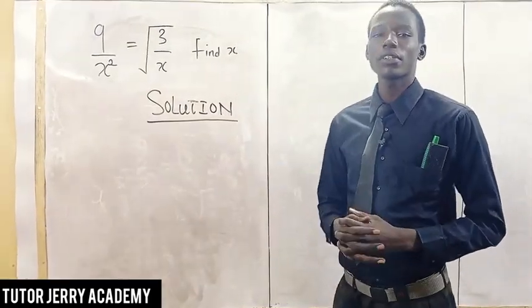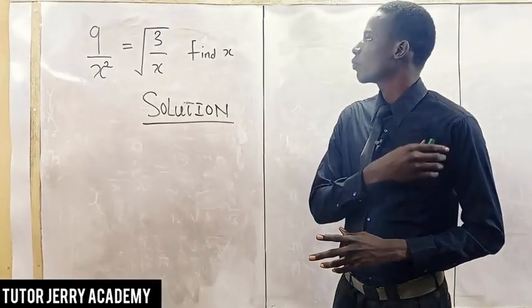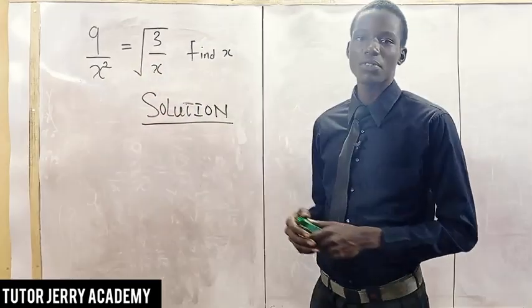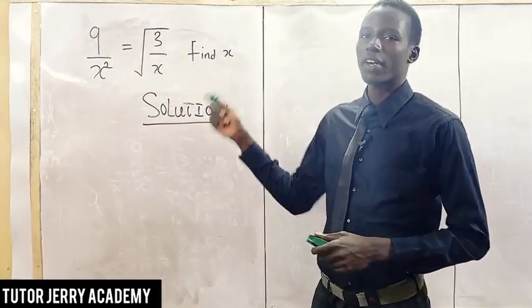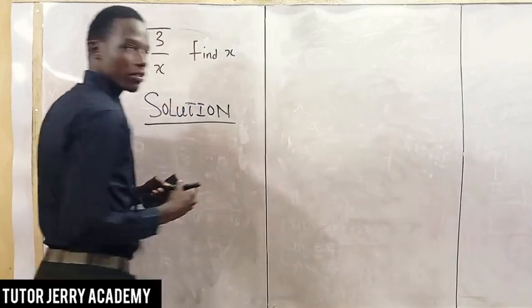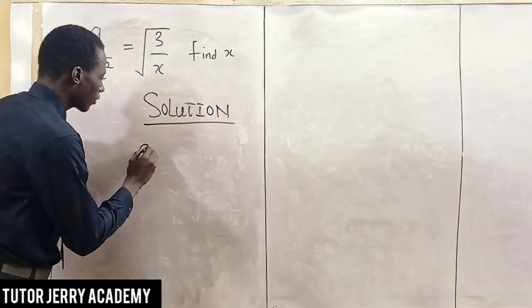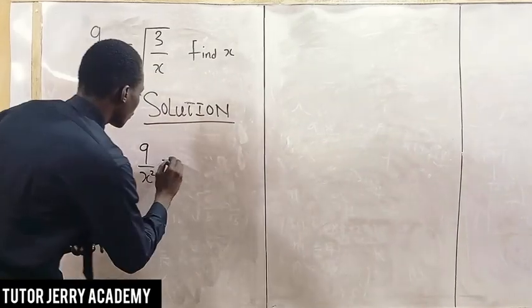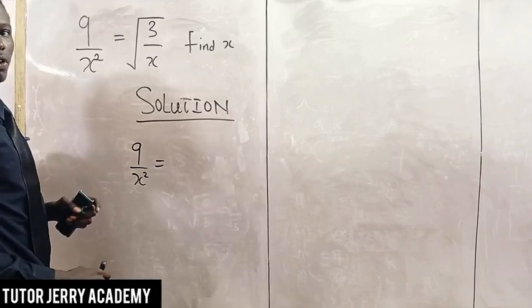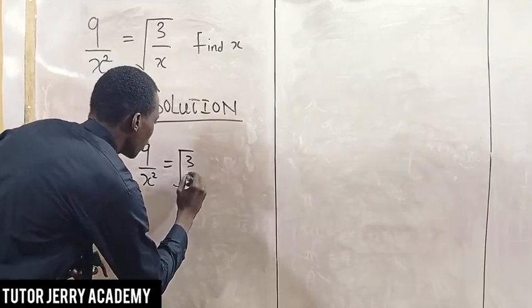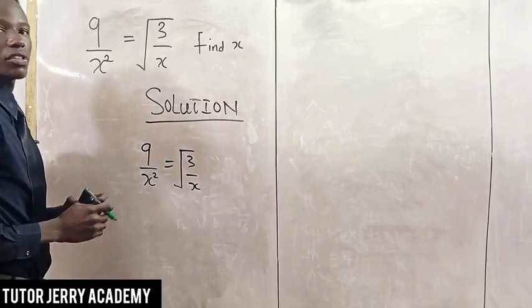Today we are going to be looking at the above question: 9 all over x squared equals the square root of 3 all over x. We are asked to find the value of x. So the question says 9 all over x squared is equal to the square root of 3 all over x. So this is what we have.